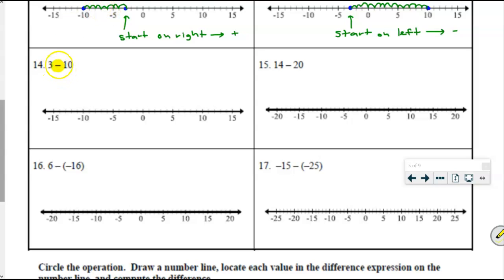Okay, number 14. We're not surprised that the operation is subtraction because this whole lesson is about subtraction, but always get in the habit of checking that operation. 3 minus 10, so I'm putting a point on 3 and a point on 10. I am starting. Please don't skip this spot.